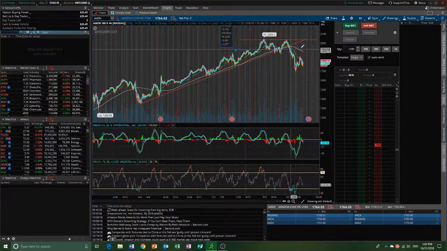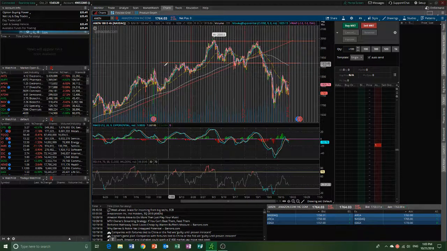Let's see. So right about here, you can see, let me zoom in real quick. So here you can tell that that was a line of resistance. We broke through it. Now that's a line of support. We consolidated above it. We broke through, and now that's a line of resistance.